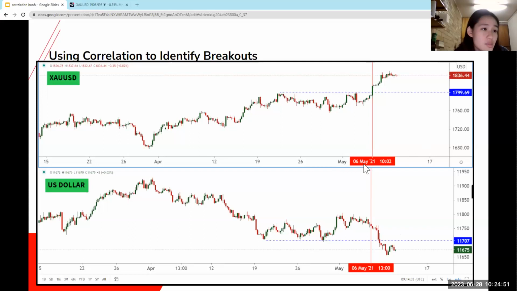Okay, and on the same day, on the 6th of May, you can see that price on our gold actually broke out of this resistance level and it headed upwards. On the same day, price is heading downwards, but it hasn't broken out of this support level yet. So this is kind of a foreshadowing, you could say, that we can expect US dollar to also break out of the support level in this case.